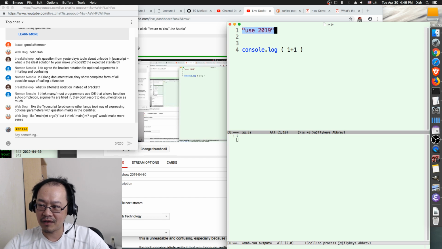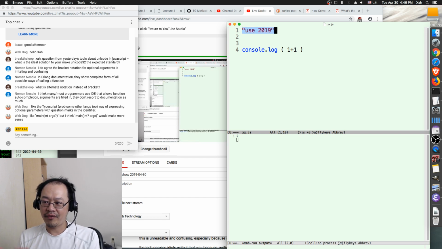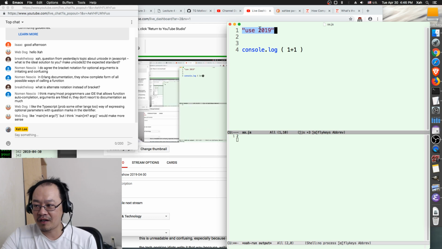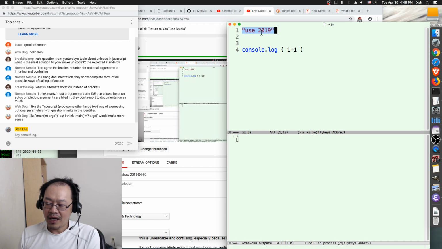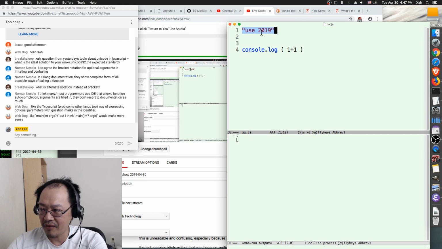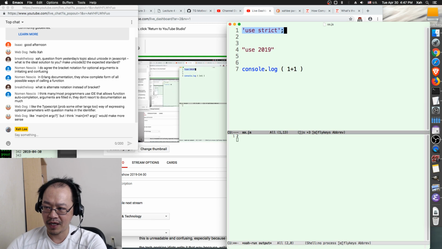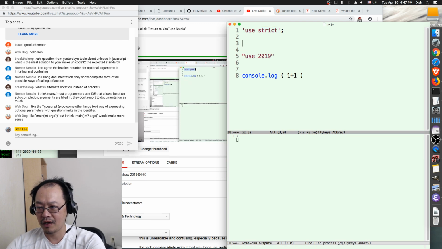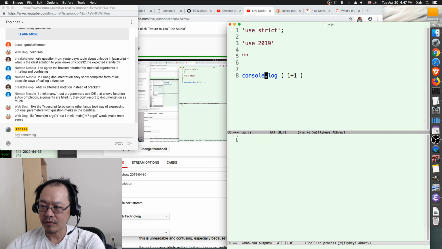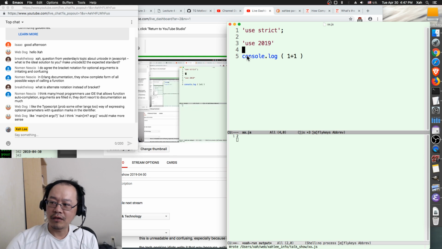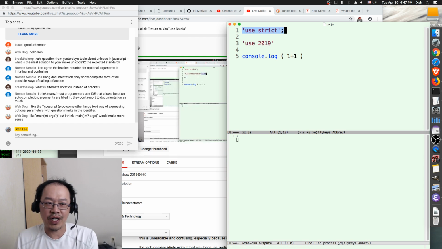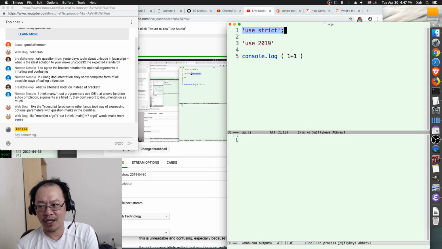So what does this mean? This is a string. When you have a string, it just does nothing. So you put this string. In JavaScript, you already have these. Actually, let's just use that. So you have this use strict. I think it's called a pragma.